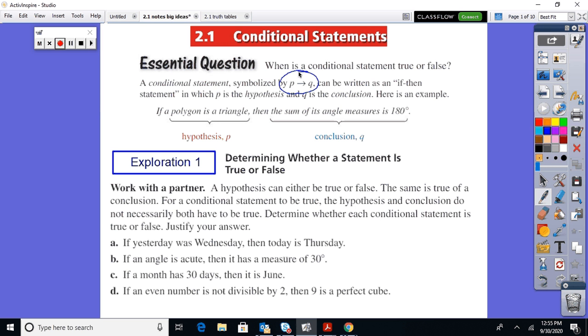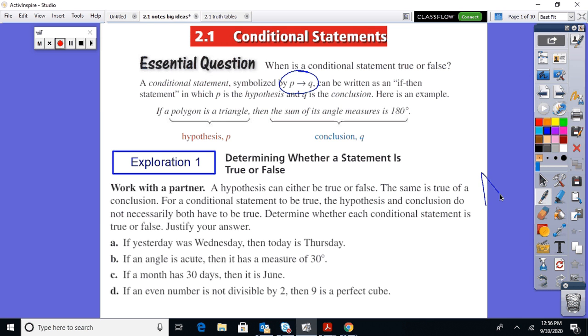So our first exploration, I want you guys to try this on your own. Pause the video and follow the directions here and see what you got. All right, welcome back. First exploration. A hypothesis can either be true or false. The same is true for the conclusion. So the first part could be true, the second part could be true. For the conditional statement to be true, the hypothesis and conclusion do not necessarily both have to be true. Determine whether each conditional statement is true or false.